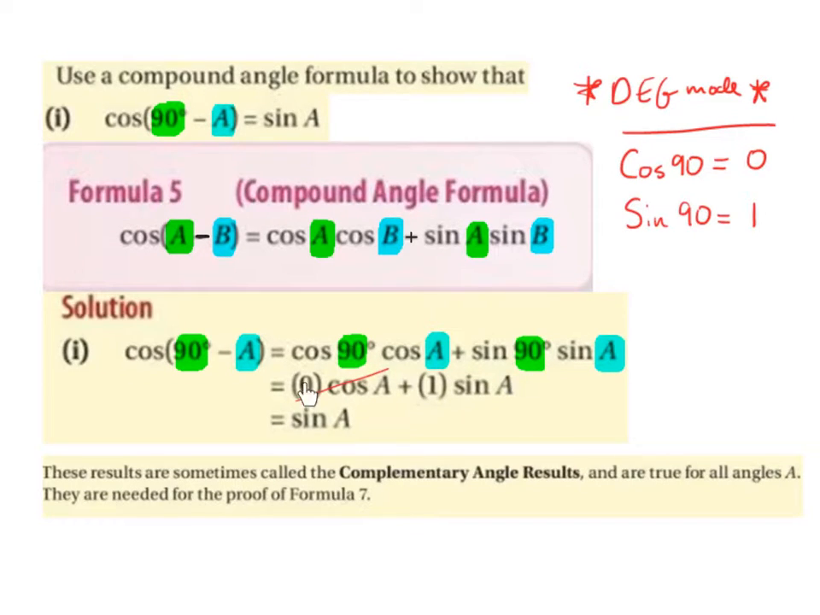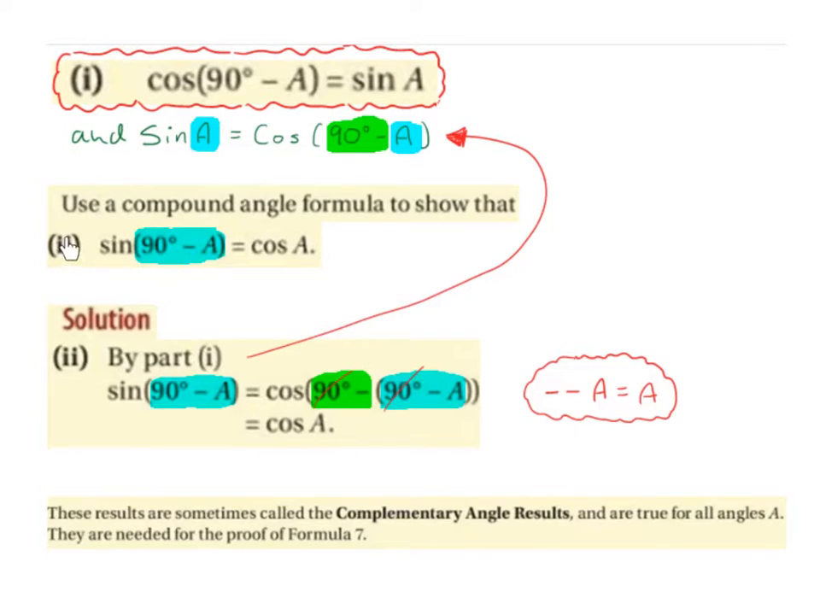So we end up with 0 cos of A plus 1 sine of A. And 0 multiplied by anything just cancels out. And 1 multiplied by sine of A just leaves us with sine of A. And that's what we were asked to prove. These results are sometimes called the complementary angle results and are true for all angles A. They are needed for the proof of Formula 7.